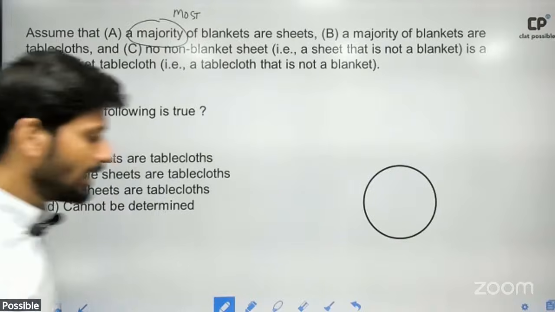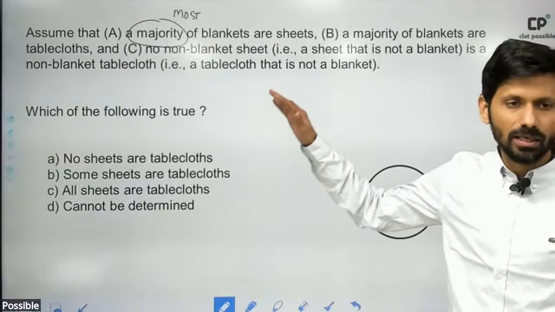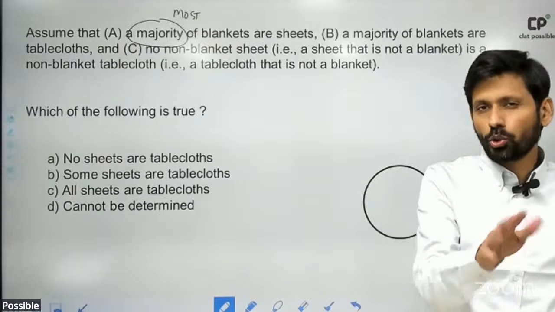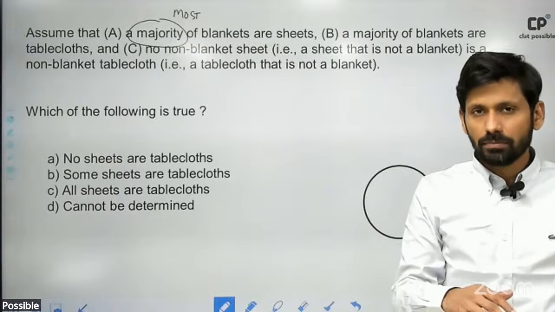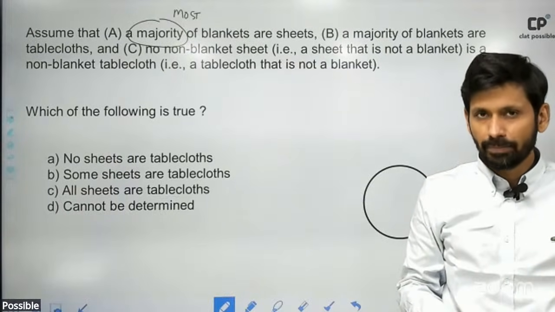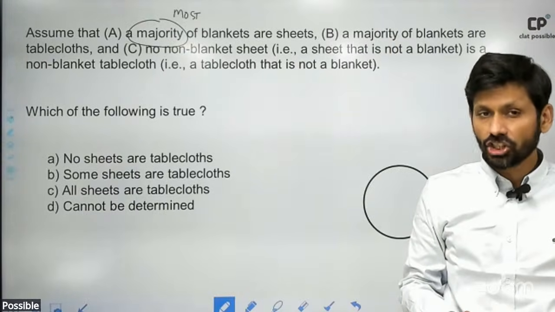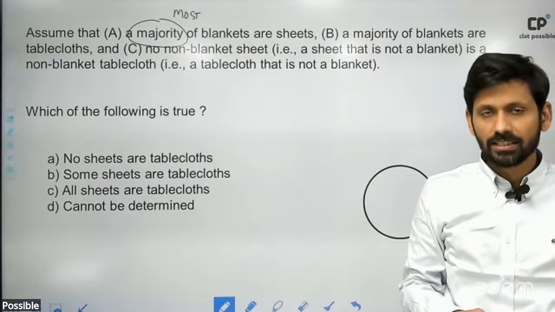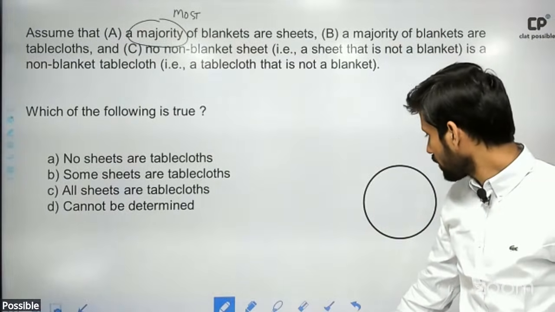Okay, so let's draw this. Now, let's see, not to throw you off, it looks like a slightly complicated statement. Let's just focus on A and B, the first two statements, and draw. Okay, most blankets are sheets and most blankets are tablecloths, right? So blanket is the common circle.